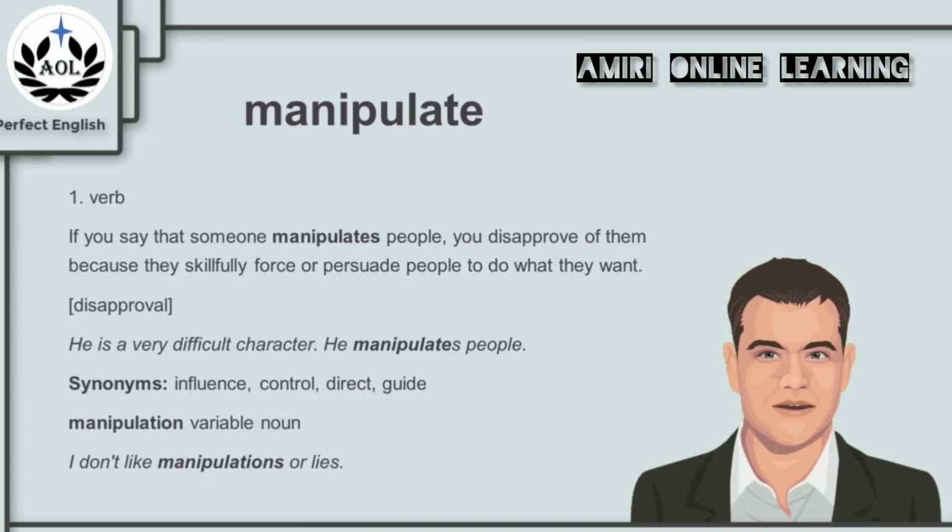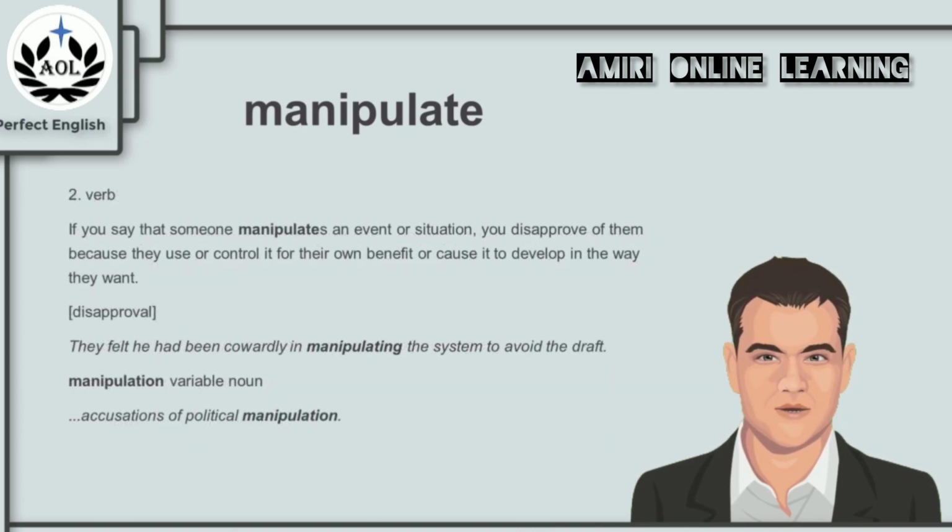And manipulation is the variable noun from manipulate. For example, I don't like manipulations or lies. So you see, we pair manipulations with lies. They are that bad. And manipulate can be used in a different context.